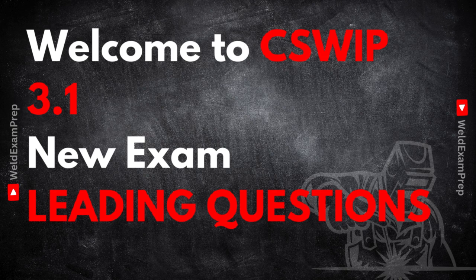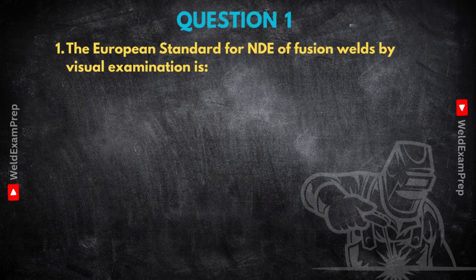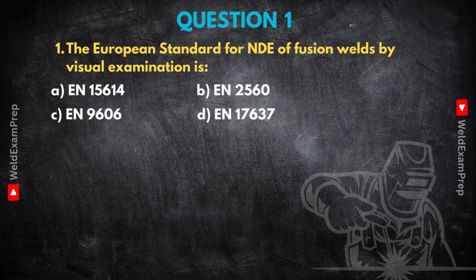Okay, sounds good. So let's put on our inspector's hat and dive into our first foundational challenge, understanding the regulatory landscape. This one deals with relevant standards. Here it is. The European Standard for Non-Destructive Examination, NDE, of fusion welds by visual examination is: A, EN 15614; B, EN 2560; C, EN 9606; D, EN 17637.